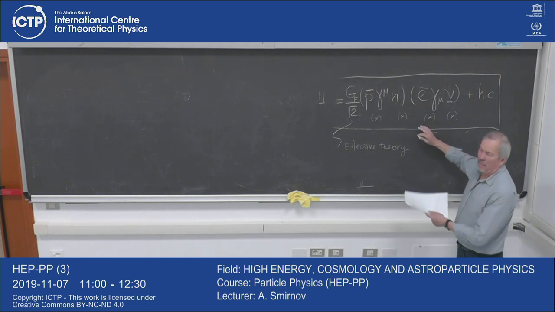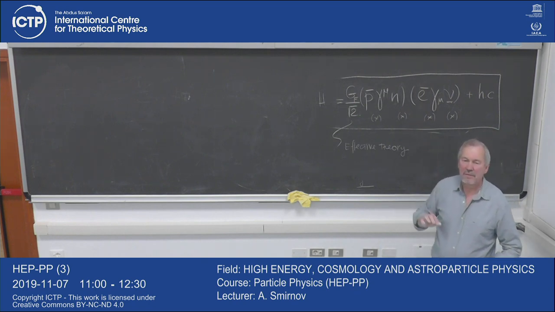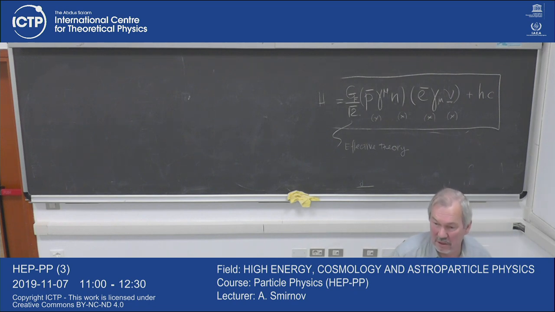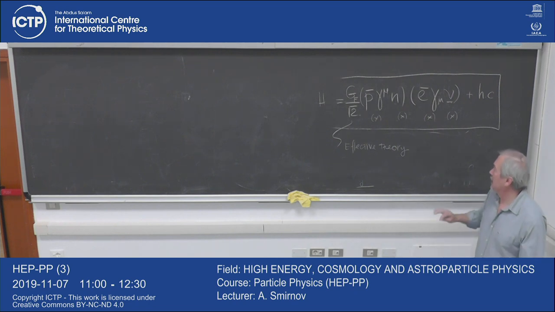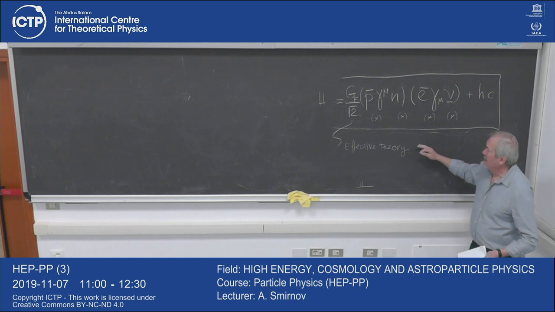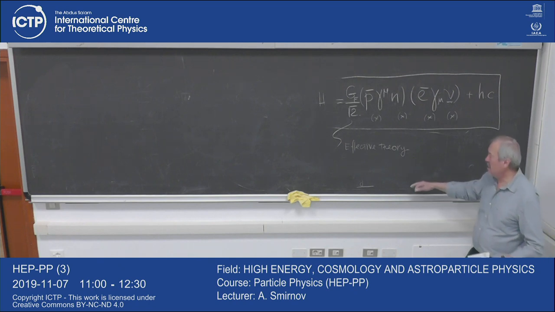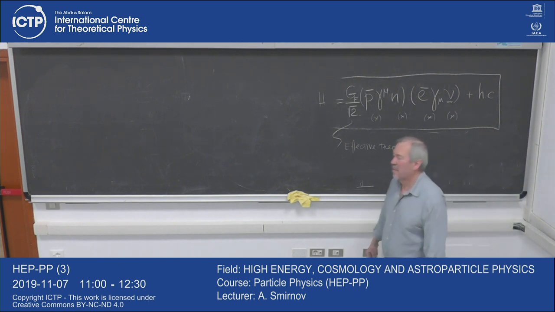But we should not abandon this one. It gives very precise predictions of processes at low energies, with very small corrections. So this is an effective theory. And then at higher energies, we have a more precise theory, with W bosons. But at low energy, it reduces to this effective theory.